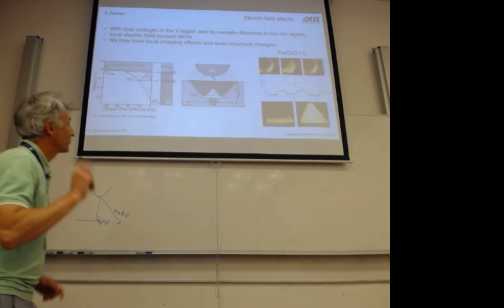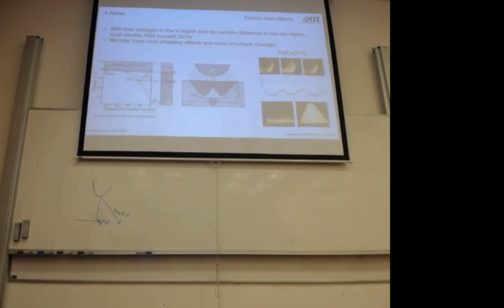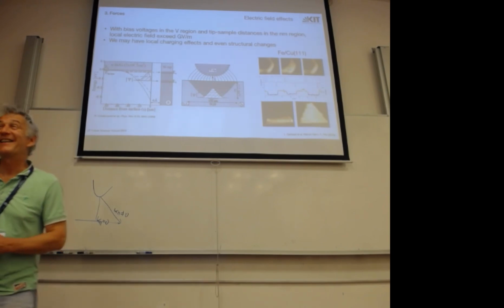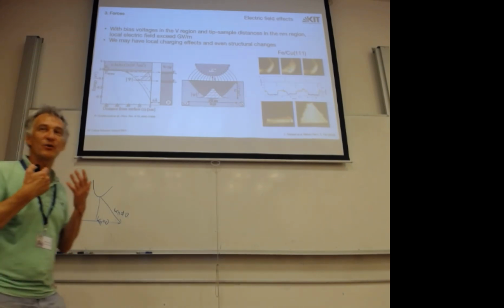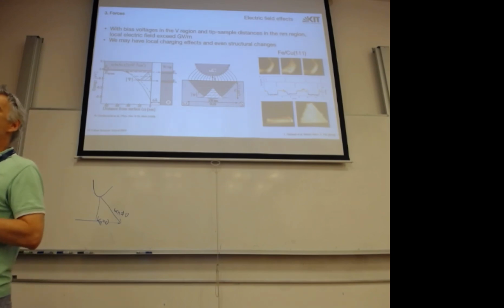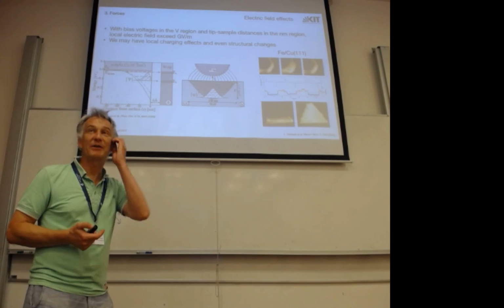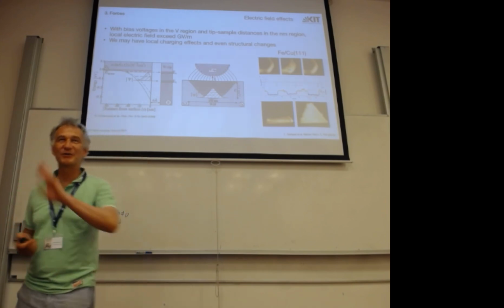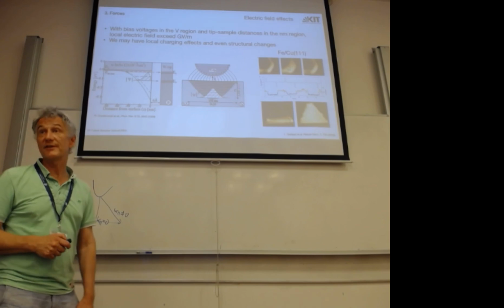Sorry, I forgot one thing. There are not only forces, there are electric fields. Let's say we are at a bias voltage of 1 volt and we are 1 nanometer away from the surface. Then we have a potential drop of 1 volt per nanometer. That's a gigavolt per meter. So these electric fields are gigantic. If you think about Stark effects in atoms, these are megavolts per meter. Now we are at gigavolts per meter. So a lot of things can happen.